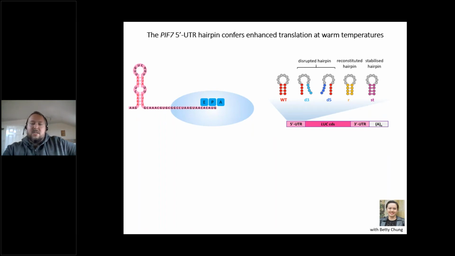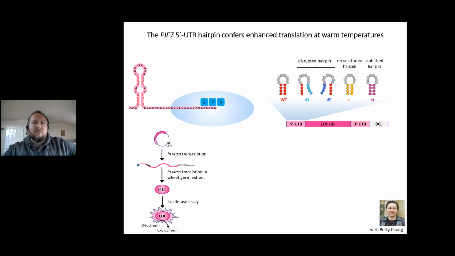And then we essentially performed in vitro translation assays. To do that, we transcribed the constructs in vitro and then used similar amounts of RNA for in vitro translation in a wheat germ extract system. And we incubated these mixes at different temperatures for a defined amount of time. Then we stopped translation by adding cycloheximide and then measured luciferase activity as a proxy for the translation rate.